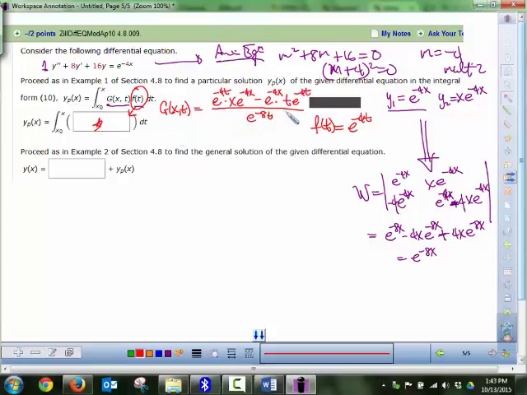Is there any simplifying that can happen? No. All right. So this is your y of p, and then the other thing that they want you to write down here is the general solution. So we have your y1 and your y2 already. So the thing that goes in here, I think, is just going to be c1 e to the negative 4x plus c2 x e to the negative 4x.